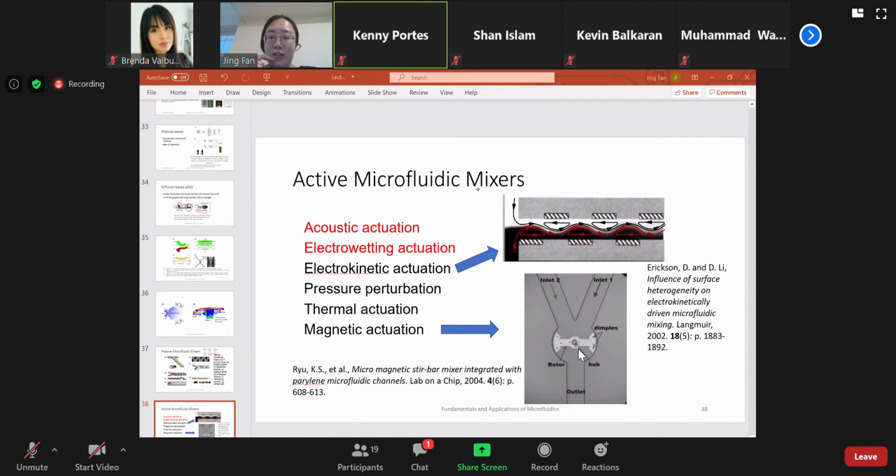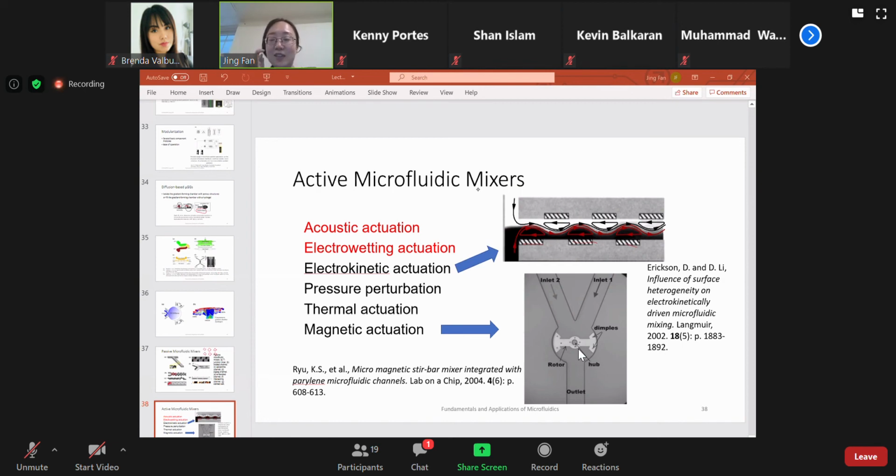Anything else that temperature change can affect? Density? Density, exactly. It is very similar to the natural convection phenomenon that we discussed in fluid mechanics, right? Because the fluid density varies with temperature, when you change the temperature within this channel, the density change naturally generates mass motion of fluid, which contributes to more efficient mixing. This is one very important mechanism.